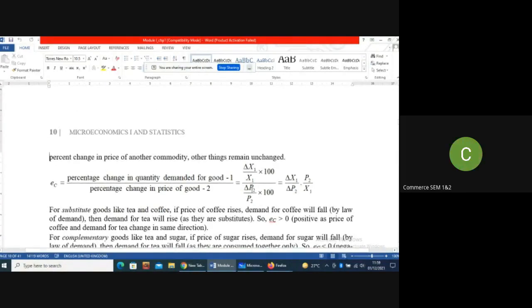If there is no relationship between two commodities, then say when the price of tea increases, the demand for the movie does not change. So this term will be zero. The percentage change in demand for the commodity is zero for, say, a 1% change in the price of tea. So what will be the value of cross price elasticity? Zero. So it will be zero. Zero divided by something must be equal to zero.